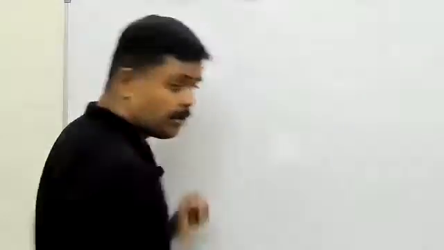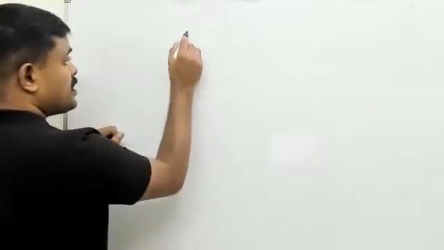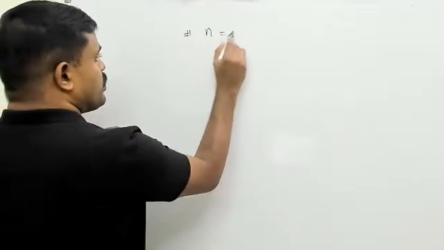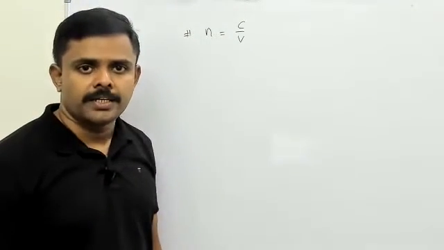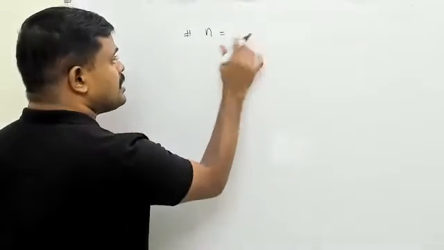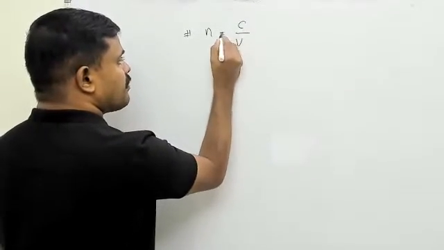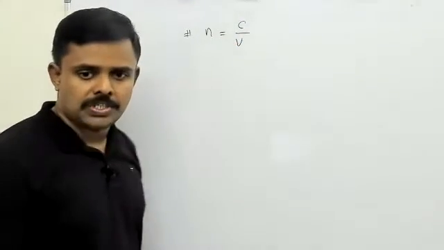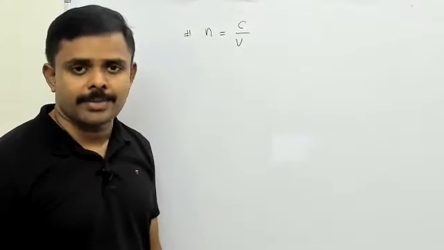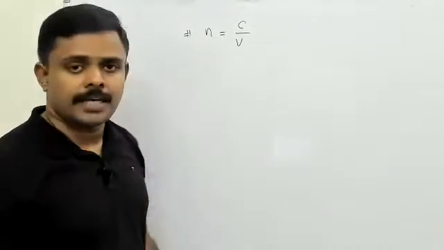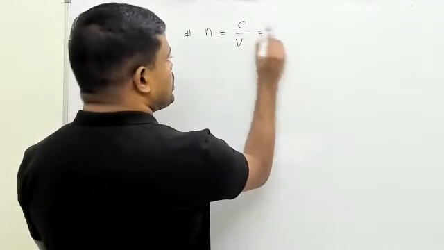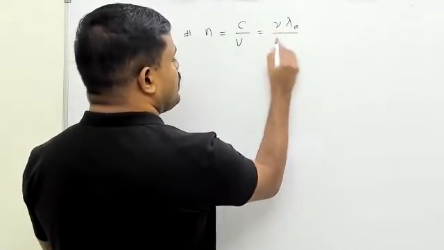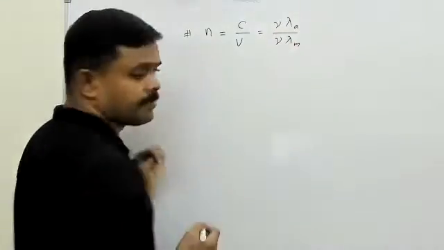Okay, and then I'll write a few equations now. Look at this. First equation is refractive index. What is the equation for refractive index? Velocity of light in vacuum by velocity of light in medium. This is something you've been seeing since class 10. It is a unitless, dimensionless constant, the refractive index. And this could be written as nu into lambda air by nu into lambda m.